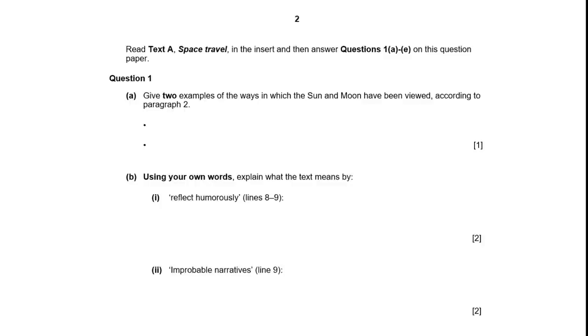So question 1A says, give two examples of the ways in which the sun and moon have been viewed according to paragraph 2. Now, fingers crossed, this shouldn't cause too many problems. It's using the command verb give, so we just need to find two explicit ideas. When rereading or skimming the text, note that the questions will take you through the text. So with question 1, we are looking at paragraph 2, so quite early on in the text. And there are, of course, two bullet points, so short answers are absolutely fine, and you need to get both bullet points correct to get one mark. Yes, Cambridge are that mean.